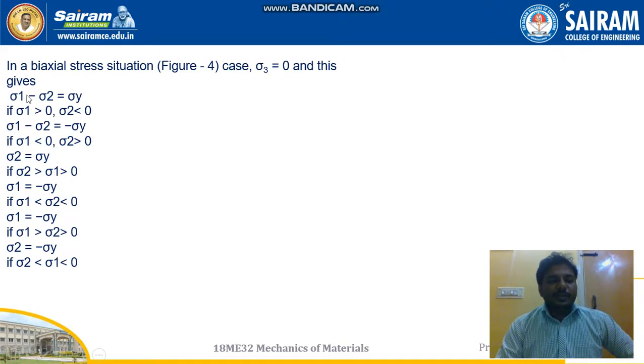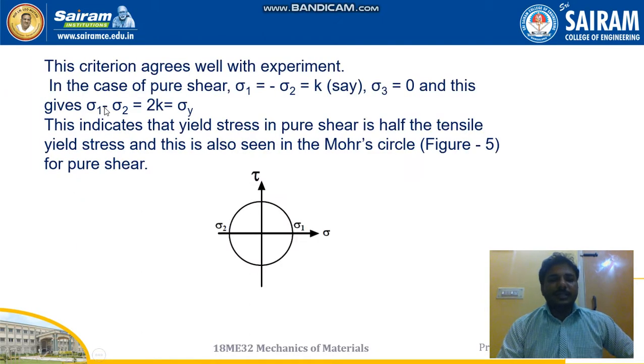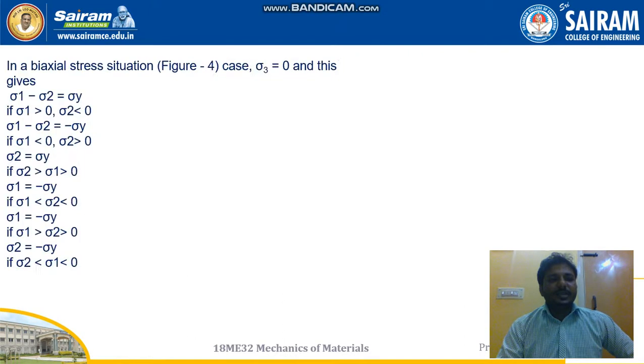You can see this in the biaxial stress conditions. When sigma 3 is equal to 0, sigma 1 minus sigma 2 will be equal to sigma y. That is, sigma 1 will be greater than 0 and sigma 2 will be less than 0. Here, similarly, sigma 1 minus sigma 2 will be equal to minus sigma y. At that condition, sigma 1 will be less than 0 and sigma 2 will be greater than 0. So the same condition changes repetitively.